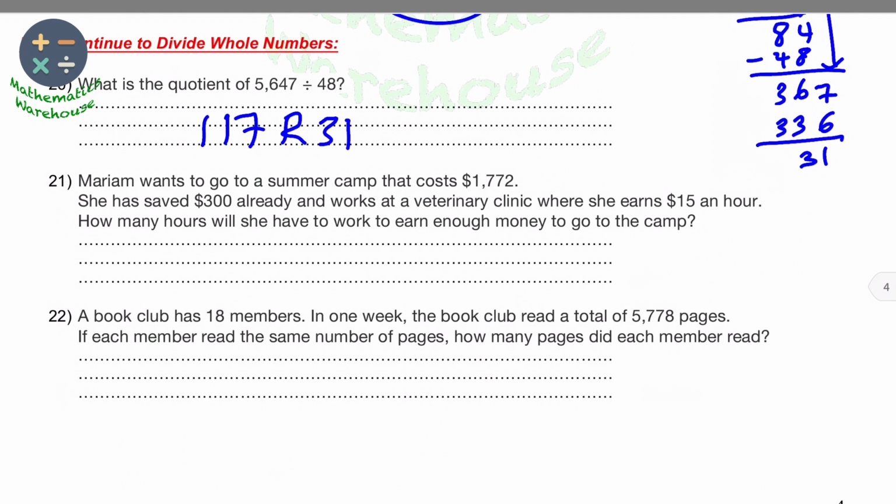Next question. Mariam wants to go to a summer camp that costs $1,772. She has saved $300 already and works at a clinic where she earns $15 an hour. How many hours will she have to work to earn enough money to go to the camp? First, we need to deduct what she already has. 1,772 minus 300 equals 1,472.